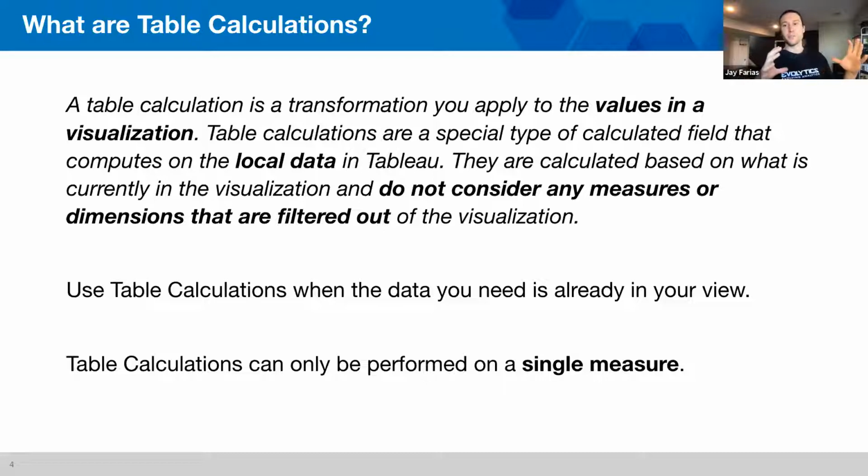So if you need to do something with the data that you already have in your sheet, you can probably use a table calculation. Another thing is they can only be performed on a single measure. So you can't do a table calculation from one measure across to another measure. That's what really confused me when I first started. I thought it was like Excel, and I could just subtract this column from this column.